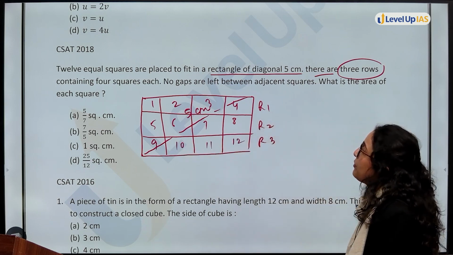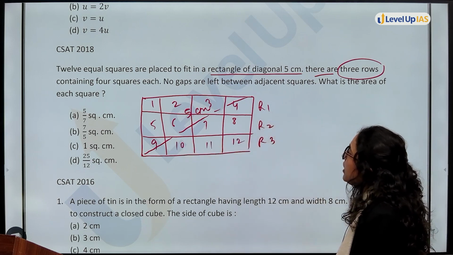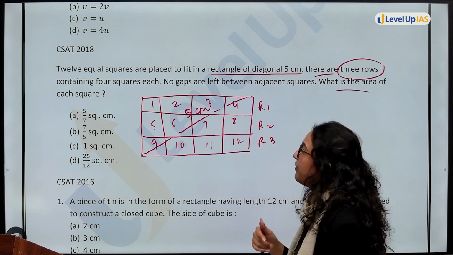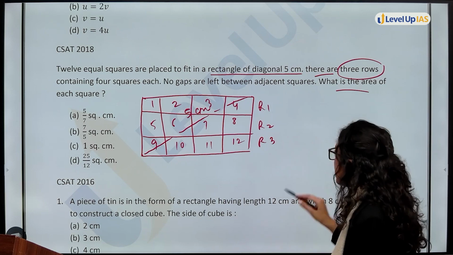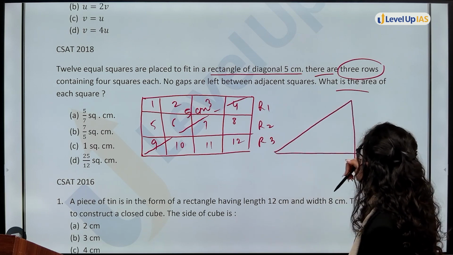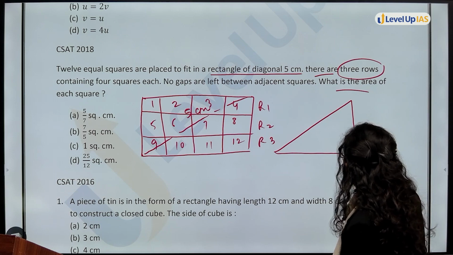Right? What has been asked? No gaps are left between adjacent squares, so all the squares are together. What is the area of each square? For these questions, you should know what a Pythagorean triplet is. Okay? You should remember several Pythagorean triplets.